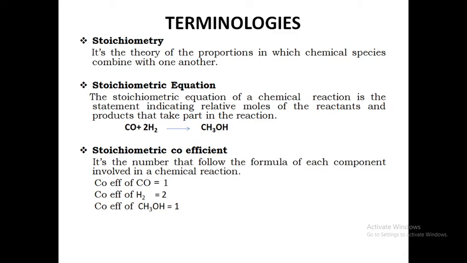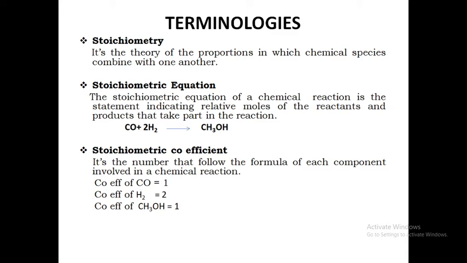Next terminology, stoichiometric coefficient. It is the number that follows the formula of each component involved in a chemical reaction. How many moles of carbon monoxide, how many moles of hydrogen, how many moles of methanol are present in a reaction. This is called the stoichiometric coefficient. For example, the coefficient of carbon monoxide: how many moles are present in this expression? 1 mole. So the coefficient of CO is equal to 1.